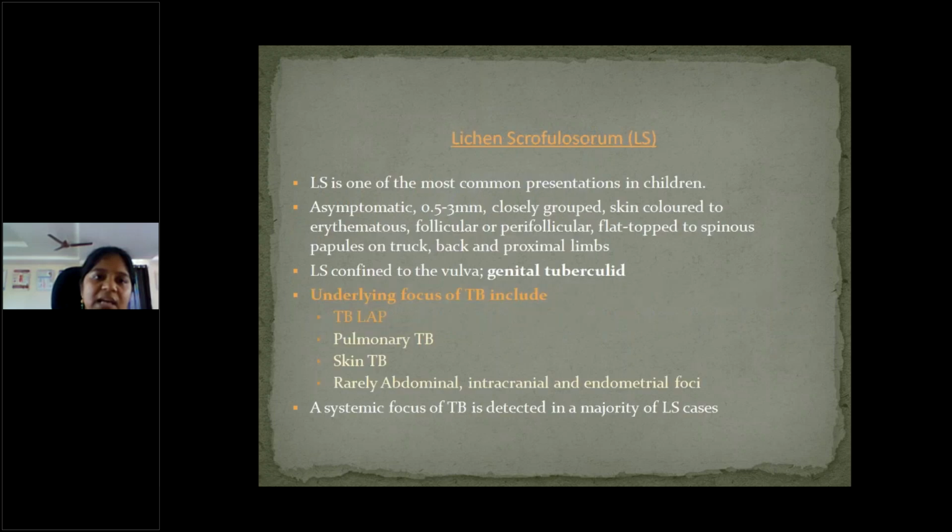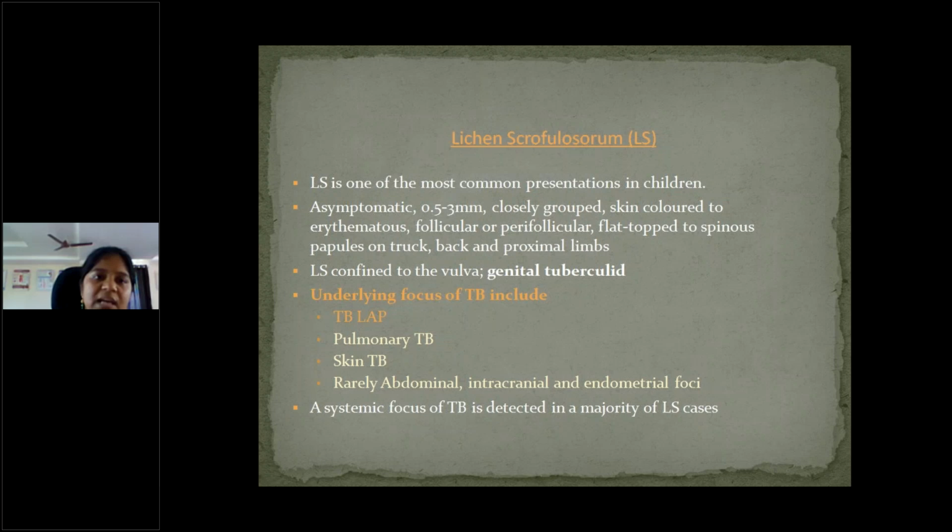Then coming to lichen scrofulosorum, one of the most common presentations in children. It is asymptomatic, with micropapules, that is 0.5 to 3 mm, closely grouped, skin colored to erythematous, follicular or perifollicular, flat topped to spinous. Papules are present over the back, trunk, and proximal limbs. It is sometimes confined to the vulva, then it is called genital tuberculid. The underlying focus of TB includes pulmonary TB, skin TB, and rarely abdominal, intracranial, and endometrial foci. A systemic focus of TB is detected in the majority of lichen scrofulosorum cases.